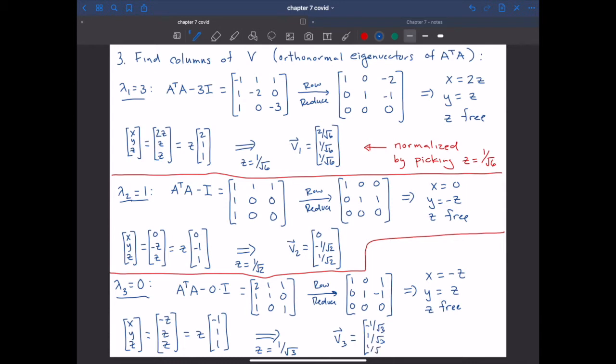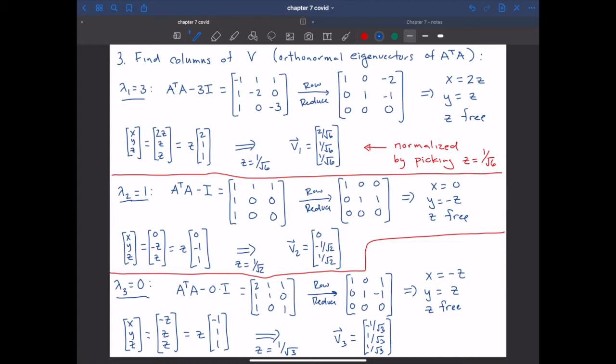And I'm running dangerously close to being out of room on the bottom there. So hopefully you can read that. That vector again is negative 1 over rad 3, 1 over rad 3, and 1 over rad 3. So with these three vectors, we can again check that they're all orthogonal, which they should be because the matrix A transpose A is symmetric, and these three vectors are eigenvectors from different eigenvalues.